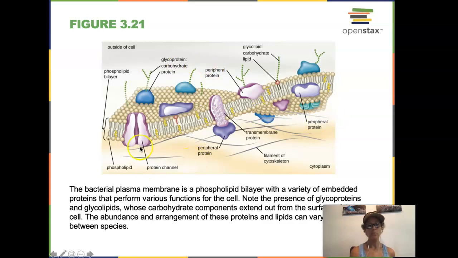We do have protein channels. We have peripheral proteins that are only on one side or the other of the membrane. Channels go all the way through. We might have glycoproteins, but the proteins themselves are very specific to the cell type.